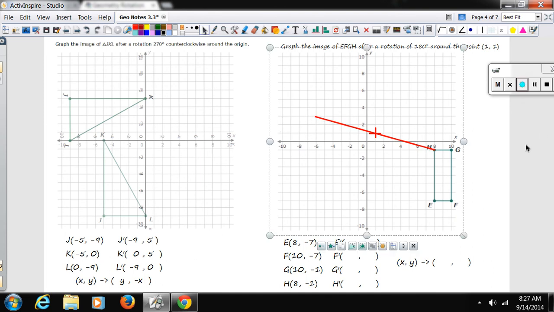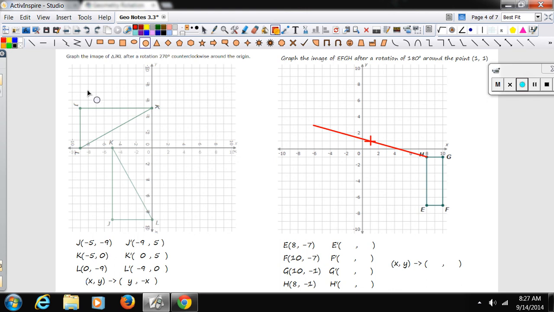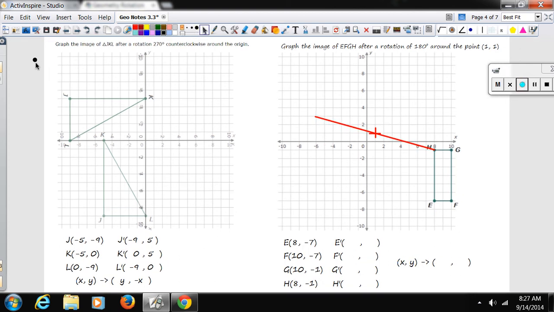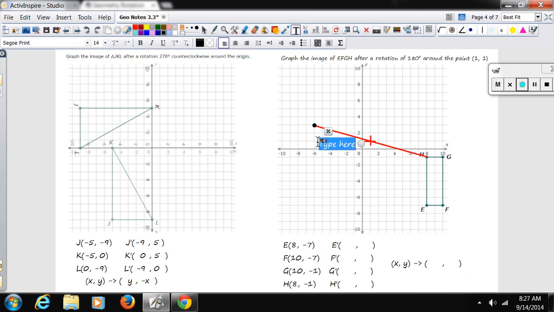Okay, let's double check that and make sure. 1, 2, then 1, 2, 3, 4, 5, 6, 7. 2, then 1, 2, 3, 4, 5, 6, 7. Okay, so let's make a dot there. That's going to be H prime. H prime right there.